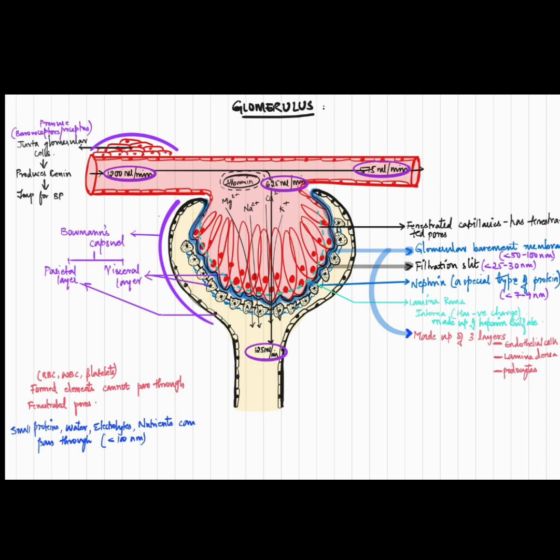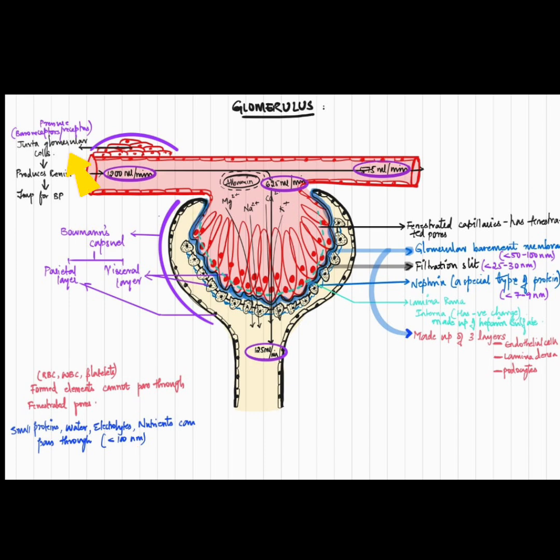The layer in the inside is negatively charged, which is called the lamina rara interna, which is made up of heparan sulfate. Let us say albumin, which is negatively charged, gets repelled due to the negative charge of the layer. The blood products like RBC, WBC, platelets, the formed elements cannot pass through the fenestrated pores, whereas the small protein, water, electrolytes, nutrients can pass through if the particle size is less than 100 nanometers.